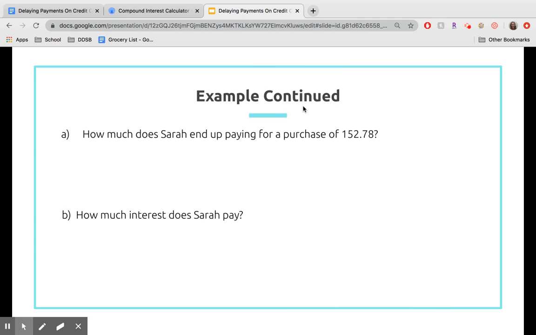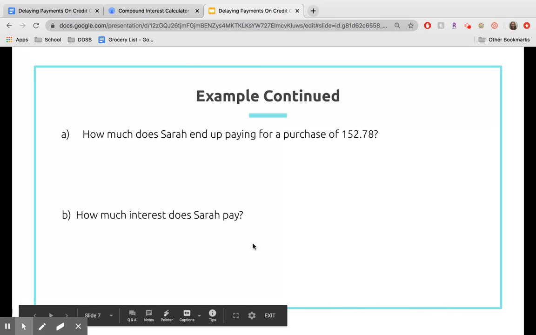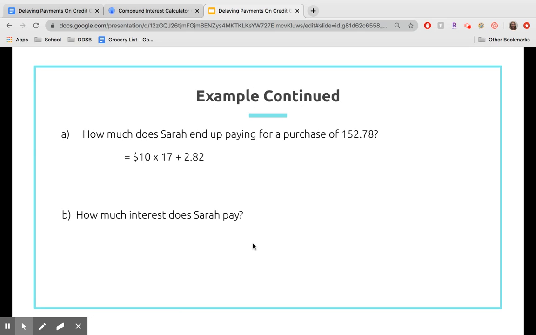So how much does Sarah end up paying for a purchase of $152.78? If we go back, there's 17, so 17 months she's paying $10, and then plus $2.82 at the end. So we do $10 times 17 months, and then plus $2.82. She's actually paying $172.82.